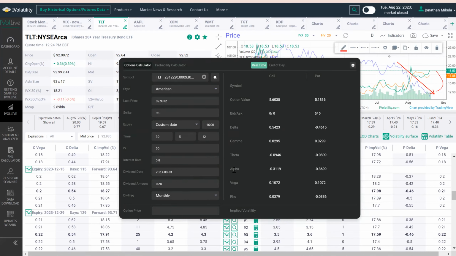And then the dividend stays the same. And then we could see this is what happens to the prices. So even though we're only 30 days out on the expiration instead of 130 days out, this call price goes to $5.60. The current call price is $4.30. So if we bought that call, we'd be making money. The put price goes to 5.18. So if we bought that put, we'd also be making money.